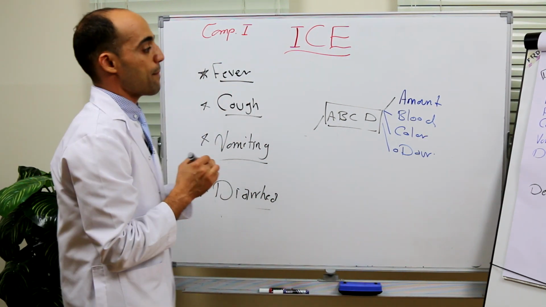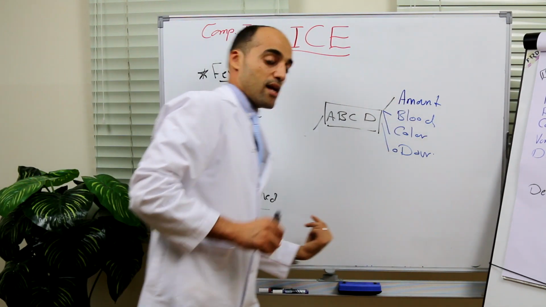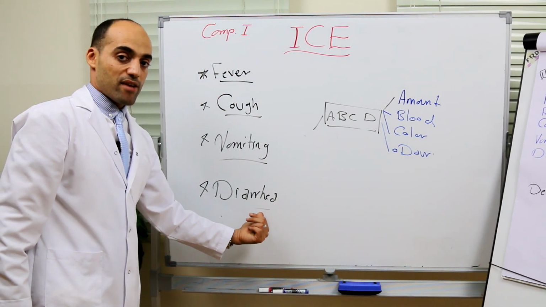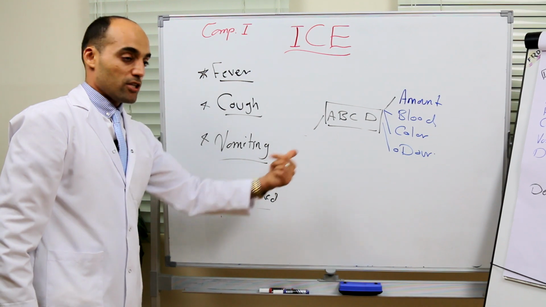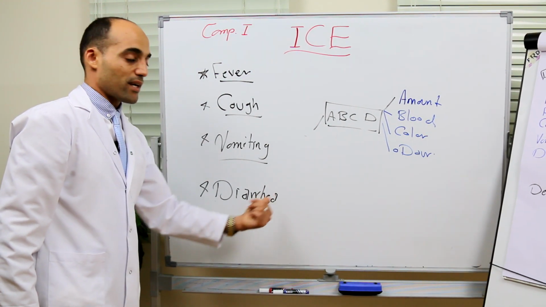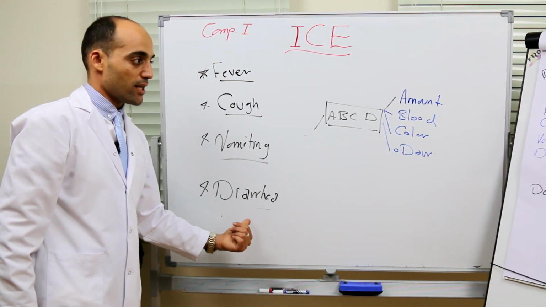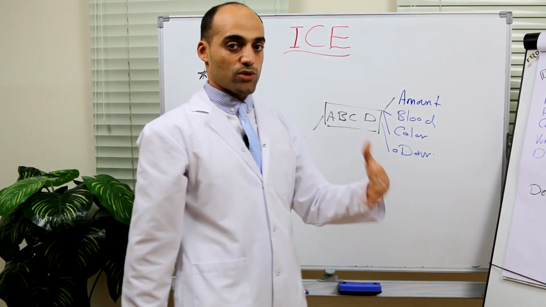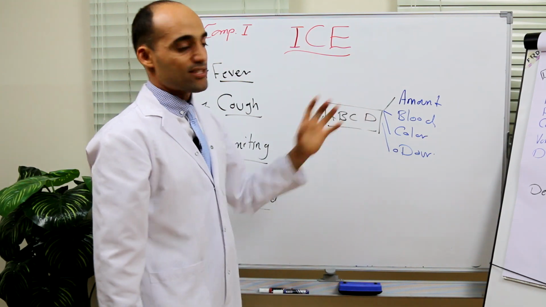The same. Amount, which is frequency. How many times did you have diarrhea? Do you have diarrhea every time you go to the bathroom? Did you see any blood? What's the color of the diarrhea? Okay, this is for diarrhea. So anything that comes out or any secretion, you can use A, B, C, D.